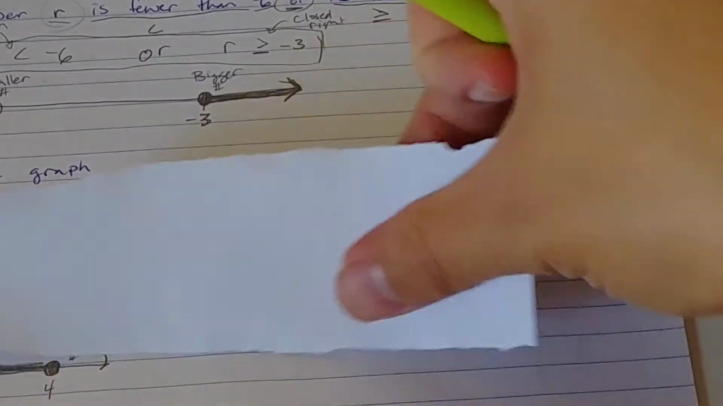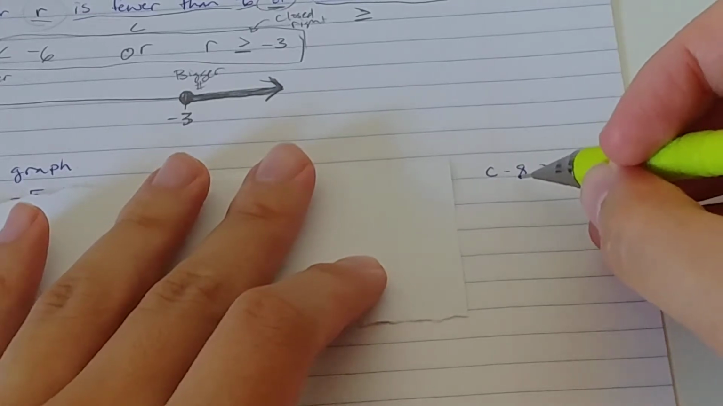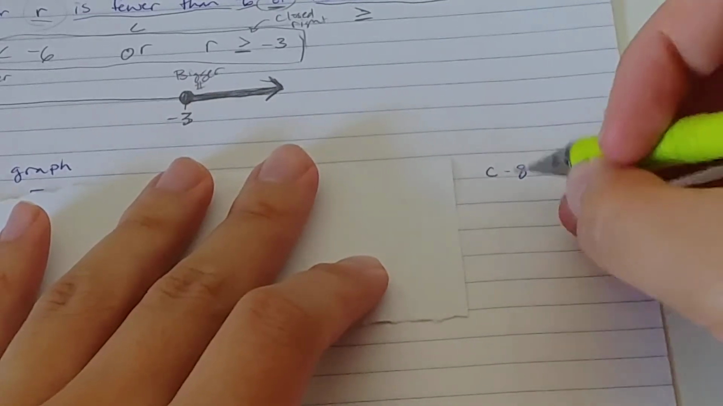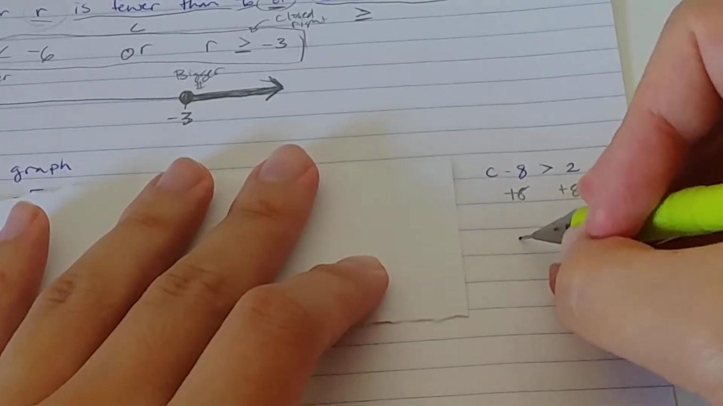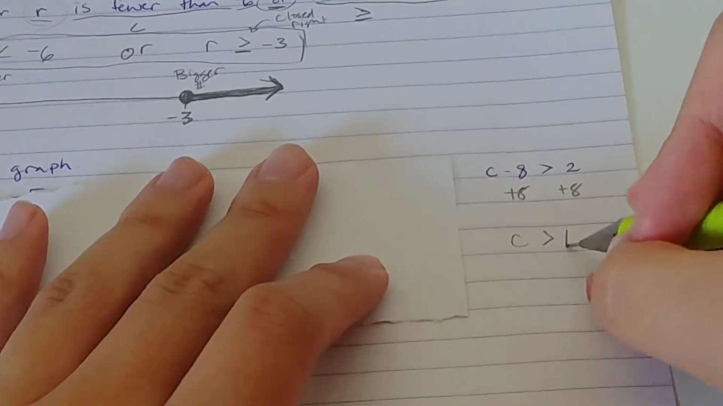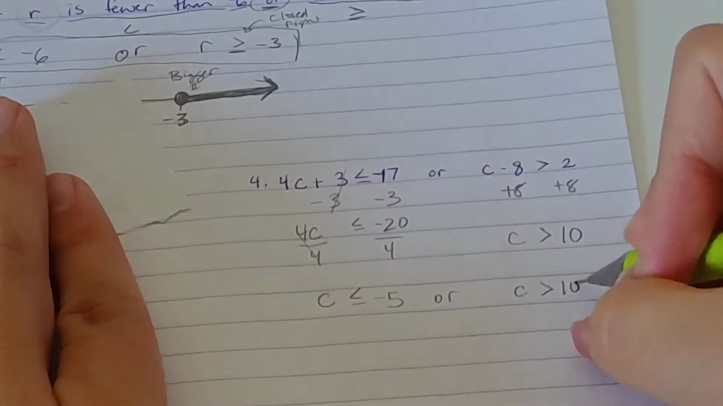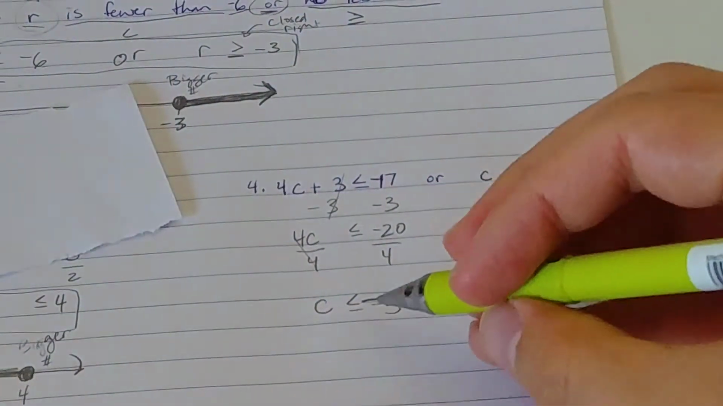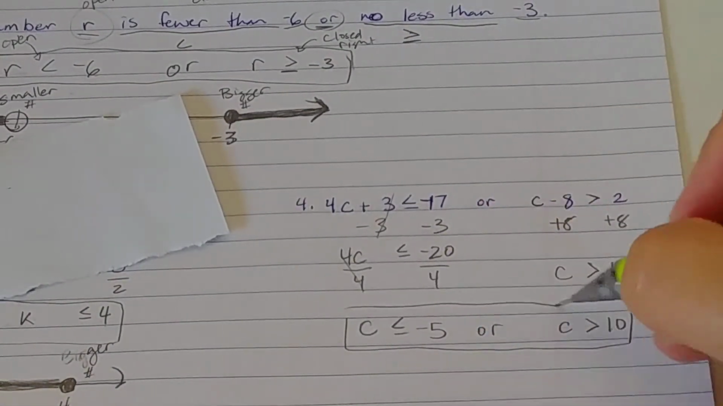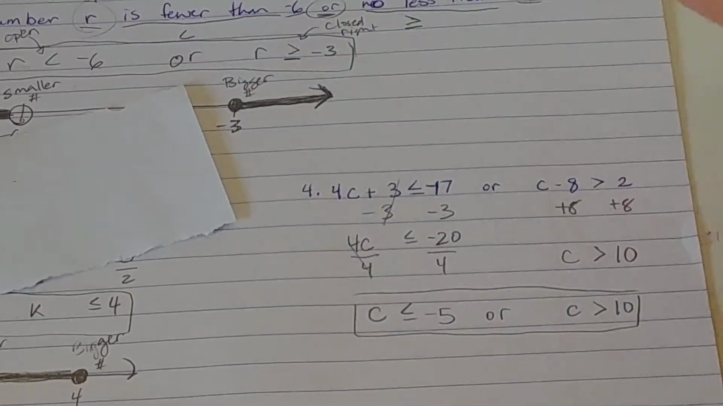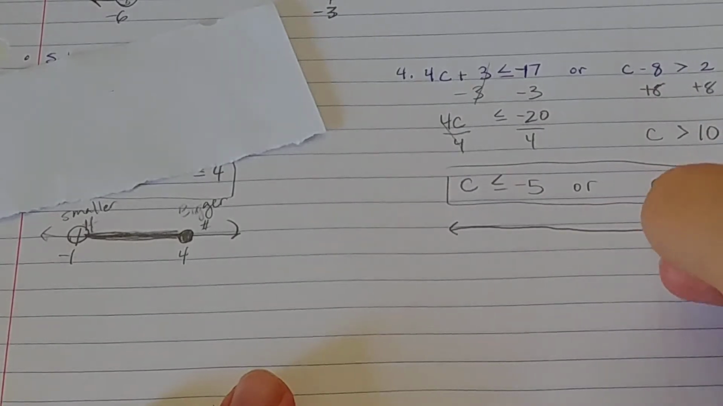And then we're going to put an or here. Let's cover that up. And over here, we have c minus 8 is greater than 2. So add 8, and we're finished. c is greater than 10. That was quick. So let's put it on the same line. c is less than or equal to negative 5, or c is greater than 10. And that's it. So now we're going to put these on the number line.